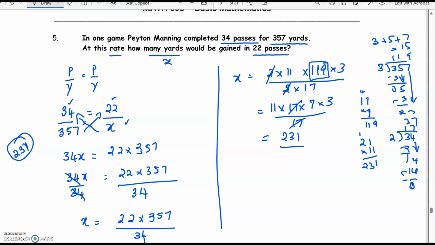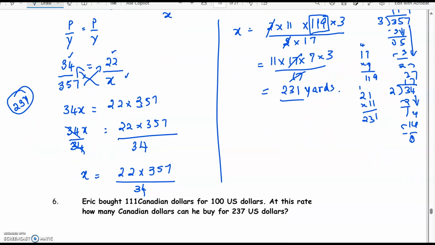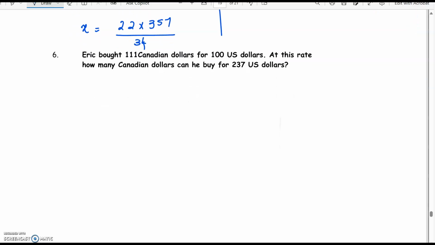So what does this mean? If 34 passes corresponds to 357 yards, then 22 passes has to correspond to 231 yards, which makes sense because it's slightly less than 357. So we are on the right track. Although that doesn't guarantee that our calculations are correct, we need to double check, but at least it tells us that we are on the right track. So let's look at the next one.